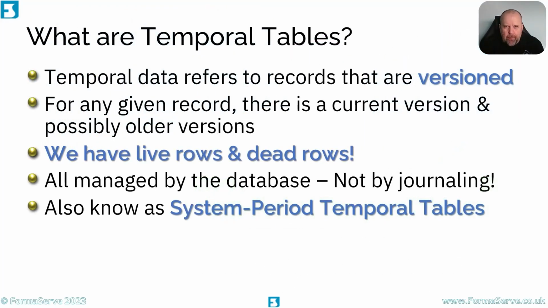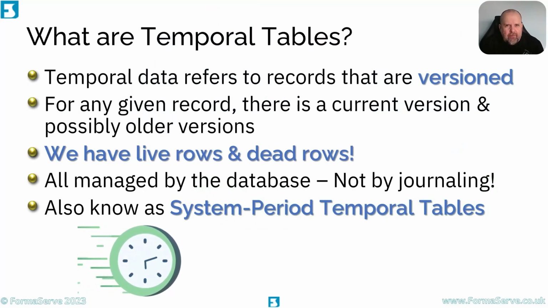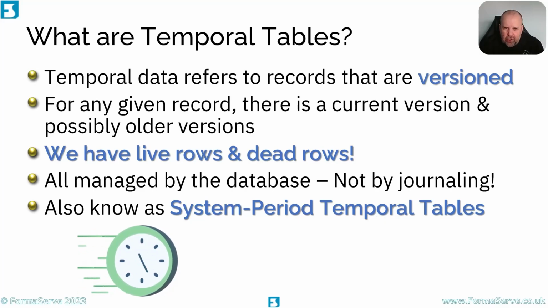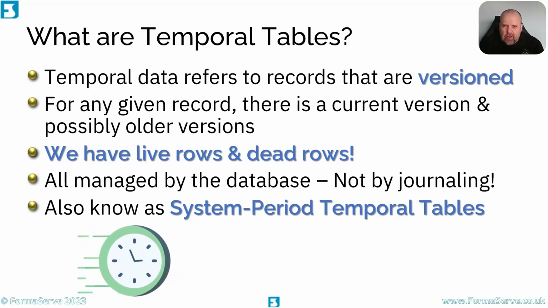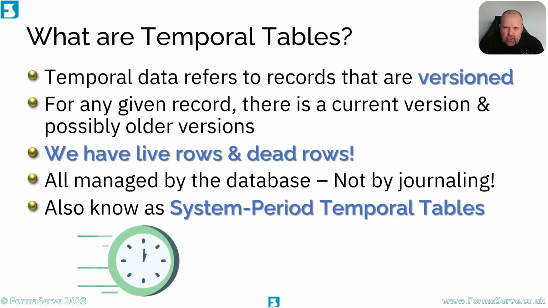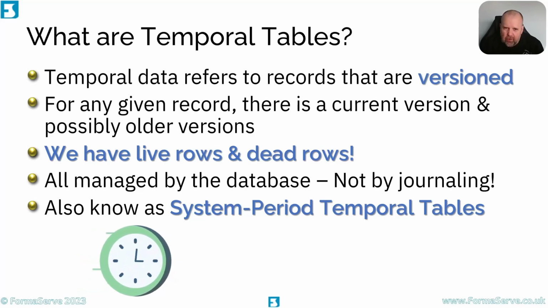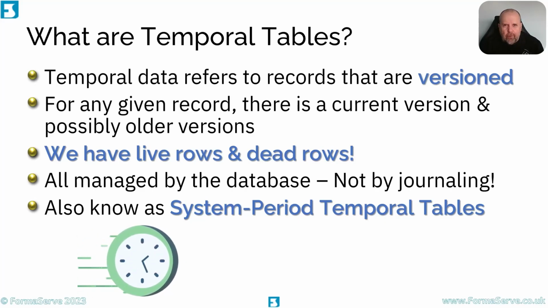So, what are temporal tables? Temporal data refers to records that are versioned. Versioning and temporal go together. For a given record there is a current version and maybe older versions. We have live rows and dead rows, rows that are not actually current. This is all managed by the database. We don't have to worry about it. It's not by journaling. And it's also known as system period temporal tables. Not very often, to be honest.